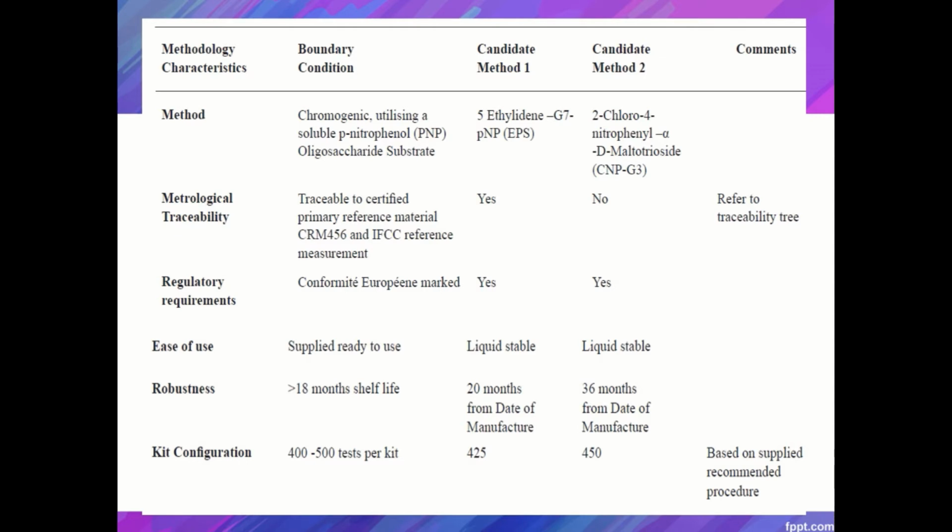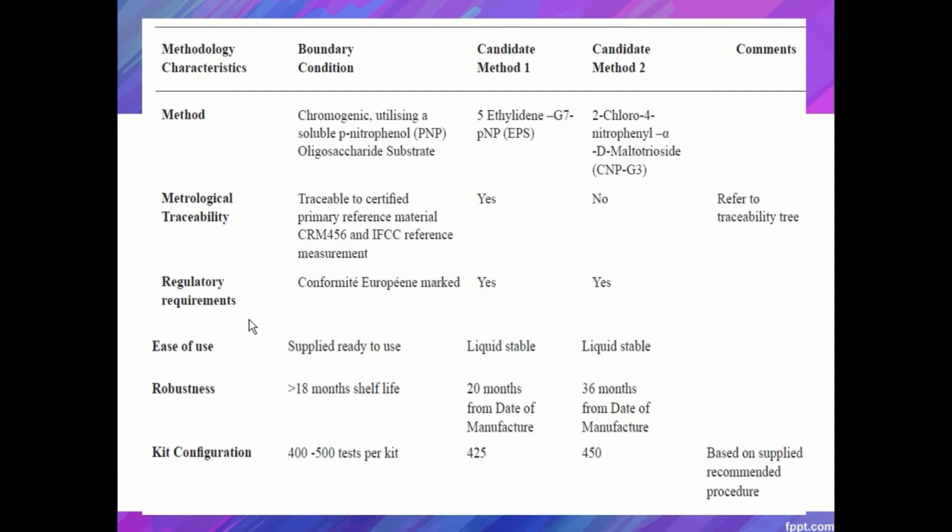And then now they compare the methodology characteristic. Under methodology characteristic, candidate method 1 uses 5-ethylidene G7-PNP, while method 2 uses 2-chloro-4-nitrophenyl alpha-D-maltotrioside. So both use different kinds of methods. And in terms of metrological traceability, method 1 is traceable to the primary reference material, whereas candidate method 2 doesn't have any traceability to CRM or SRM.